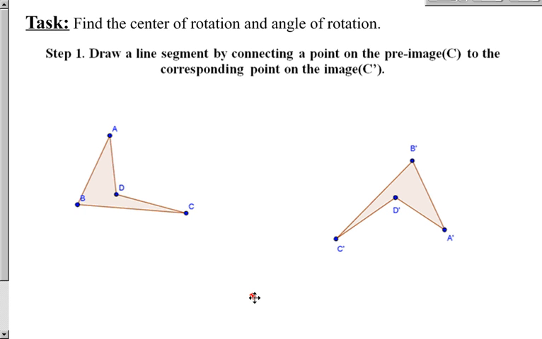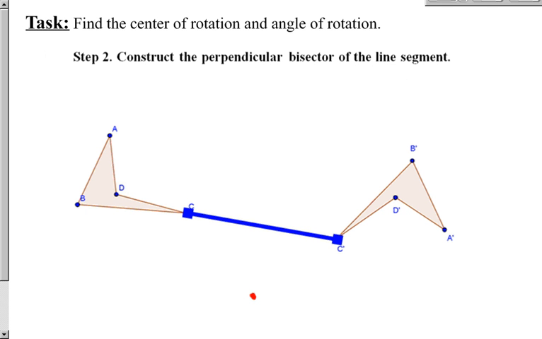It says draw a line segment by connecting a point on the pre-image. So that means it could be any point A, B, C, D. But let's choose C because it seems to be the closest one from C to C prime, the corresponding point on the image. So let's construct a line segment using a straight edge going from C to C prime. No problem. And step number two then says construct a perpendicular bisector of the line segment drawn.